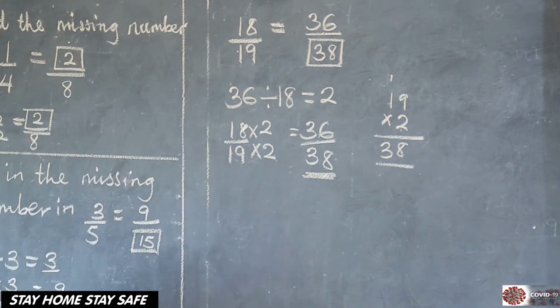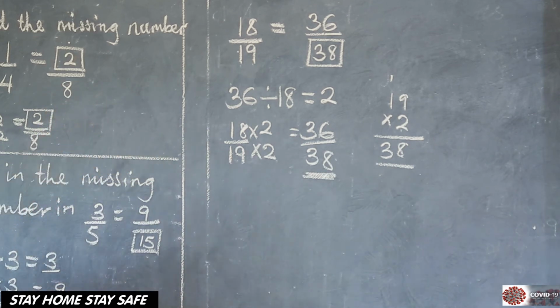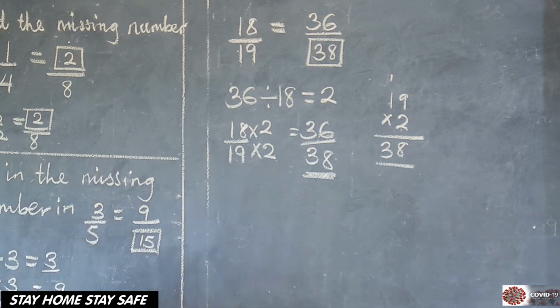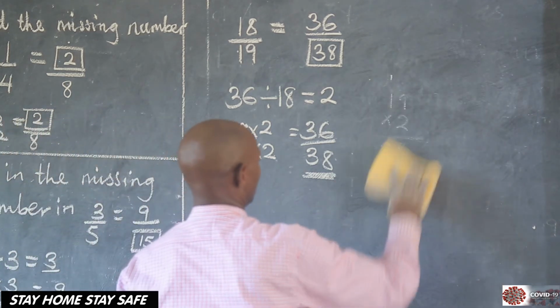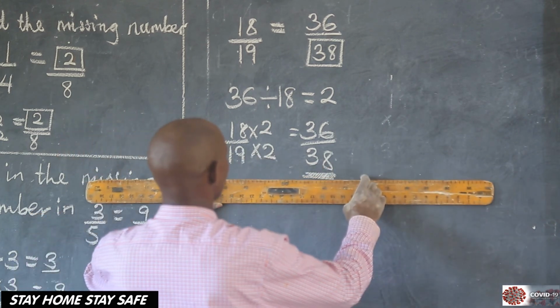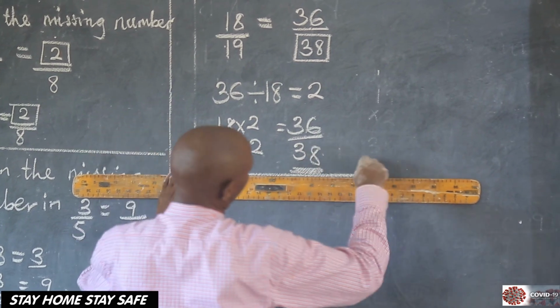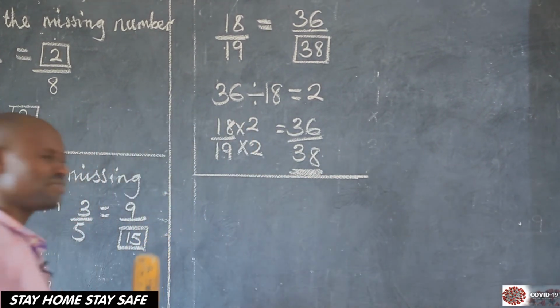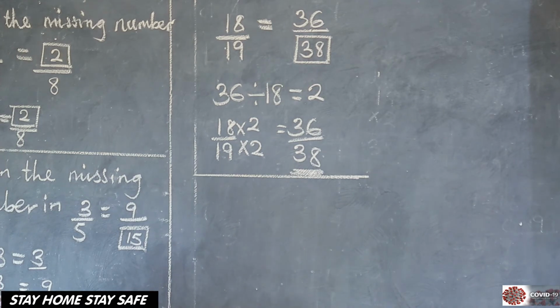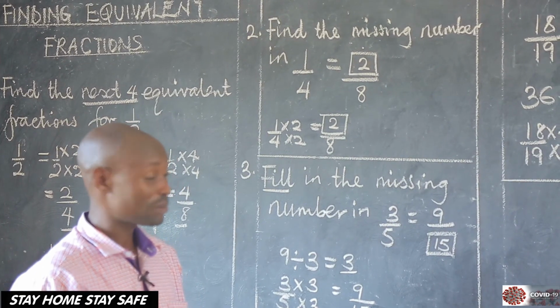You can also be given denominator, denominator. What is important is for you to know what you are going to compare to find the missing number in the equivalent fractions. But don't forget that every answer must be underlined. Having taken you through these examples, I hope you can try some numbers.